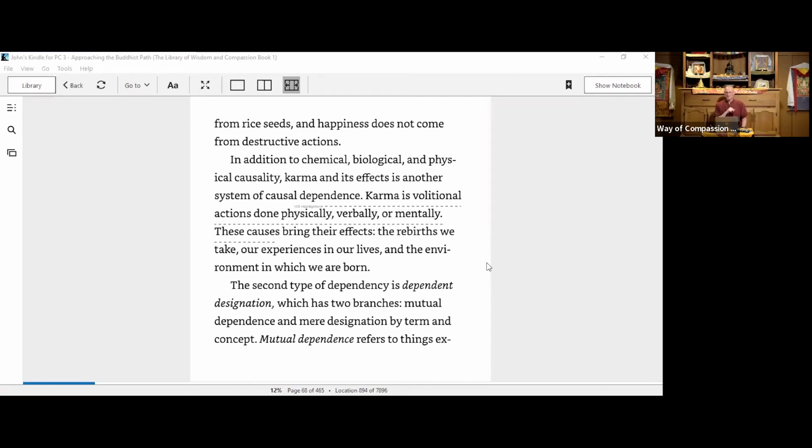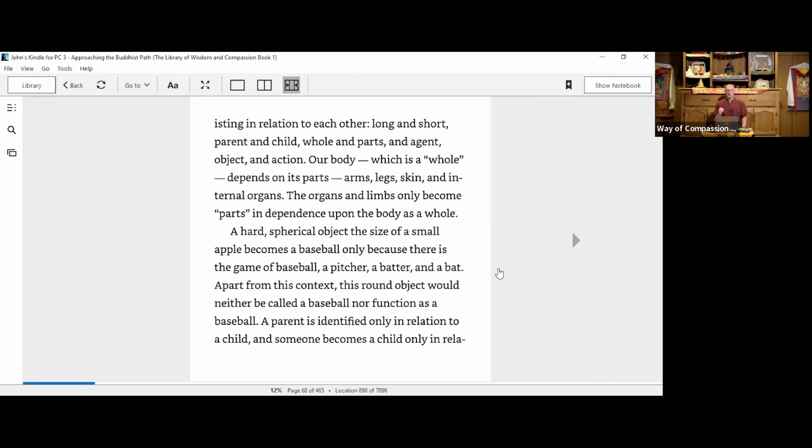So the second type of dependency is dependent designation, which has two branches: mutual dependence and mere designation by term and concept. I said we're getting in deeper water, right? Mutual dependence refers to things existing in relation to each other, long and short. What's long? It's relative to what's short, right? Who's tall? Very different in different cultures. Short. Parent and child, whole and parts, agent, object, and action.